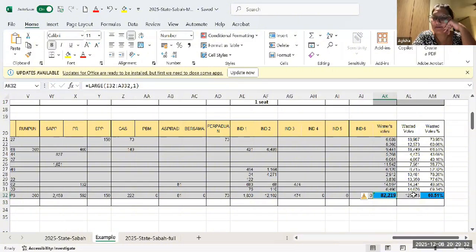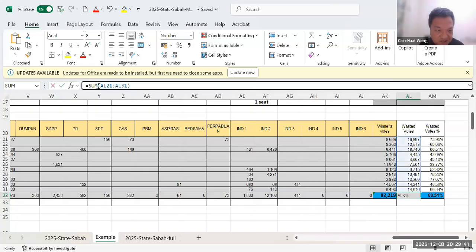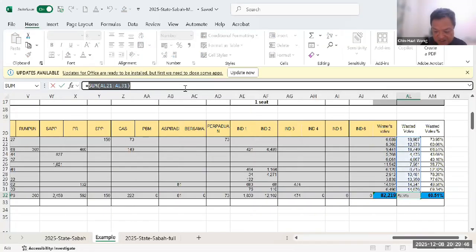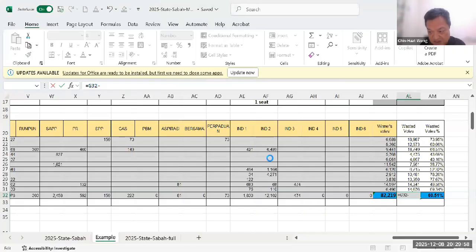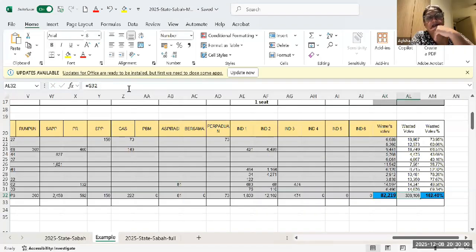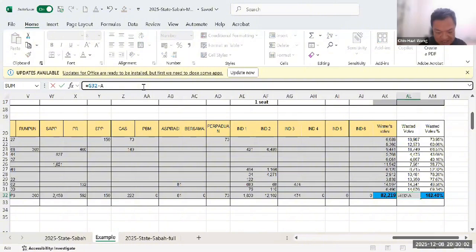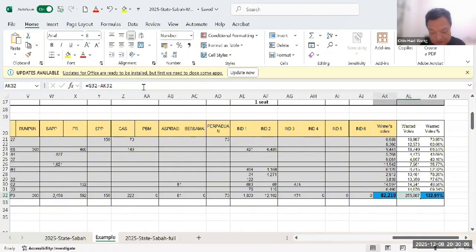Correct. And the loser votes should be this one. Sorry, I could have made a mistake here. The loser votes should be G32 minus, okay, sorry, AK32, exactly.